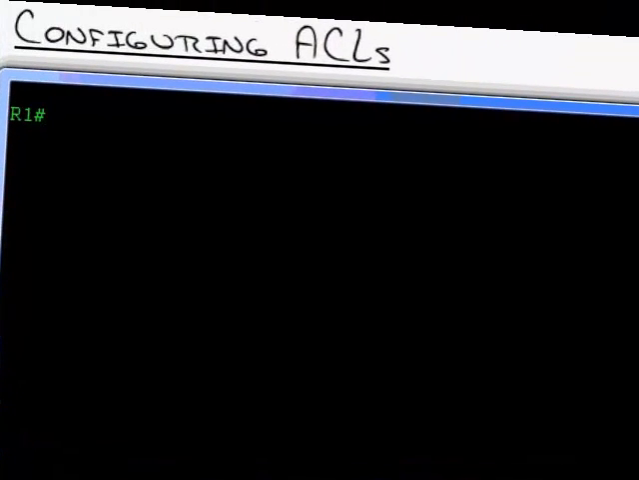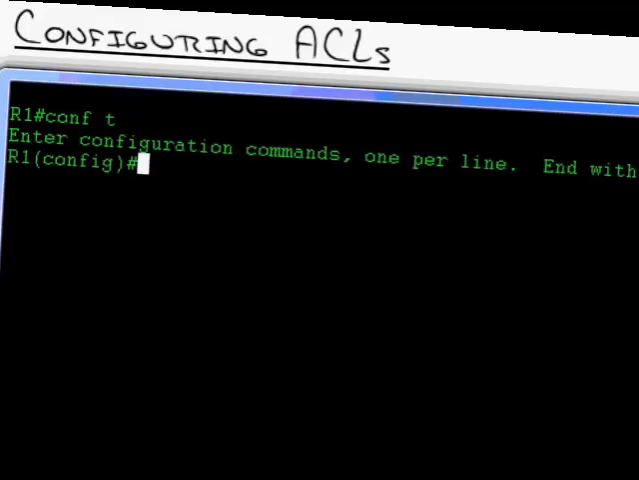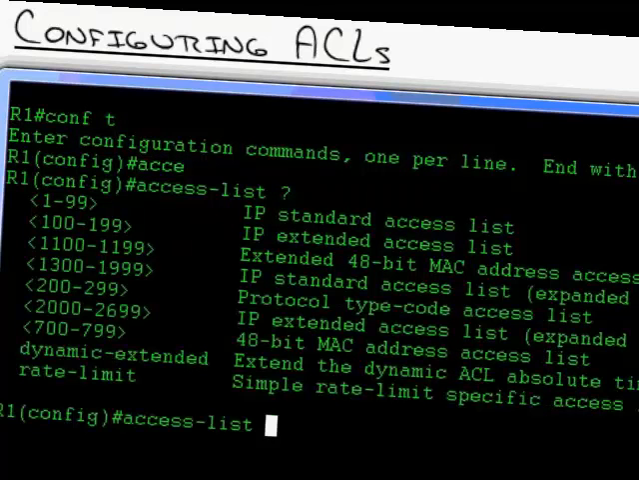So let us recount the steps, shall we? The command is access list, but you must be in config T, and then you give the access list a number. In this case, the access list is 70. That falls within standard.